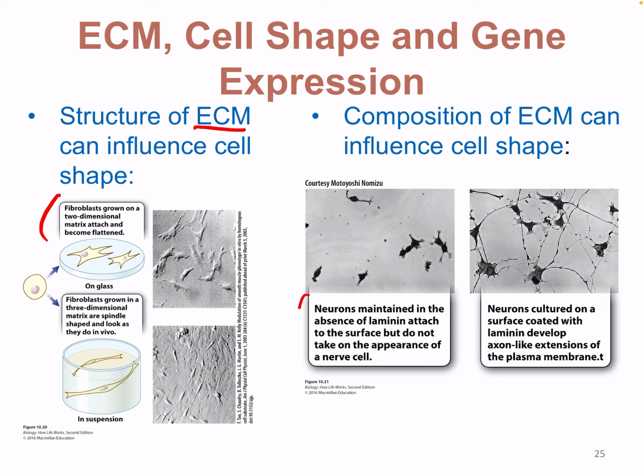Another example is that neurons maintained in the absence of laminin attach to the surface but do not take on the appearance of a nerve cell. In comparison, neurons cultured on a surface coated with laminin develop axon-like extensions of the plasma membrane. So here we have that little neuron structure, the dendrites, and then our axon. And again, the composition of the ECM can influence the cell shape.